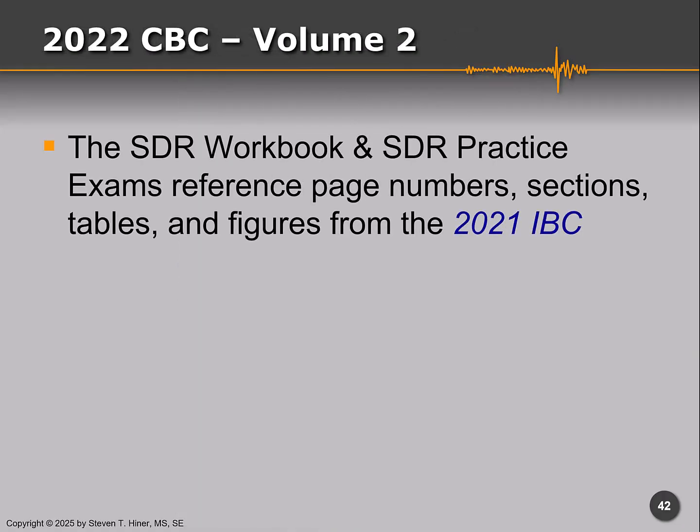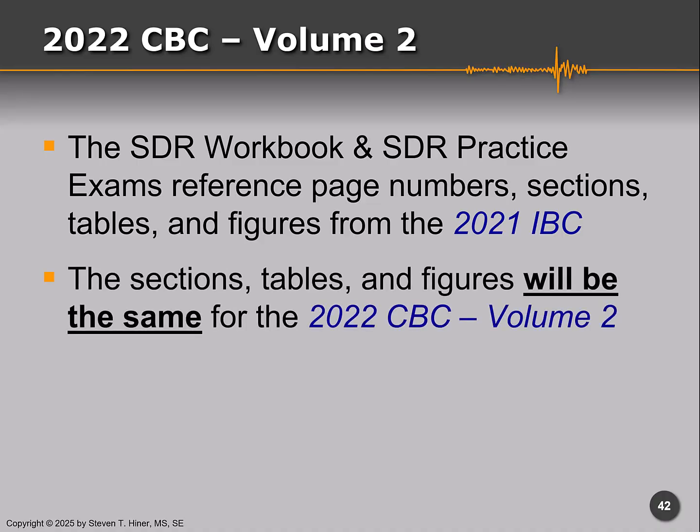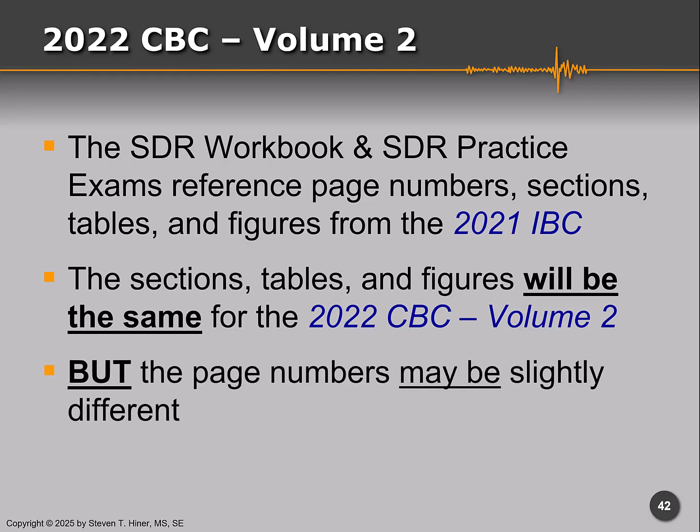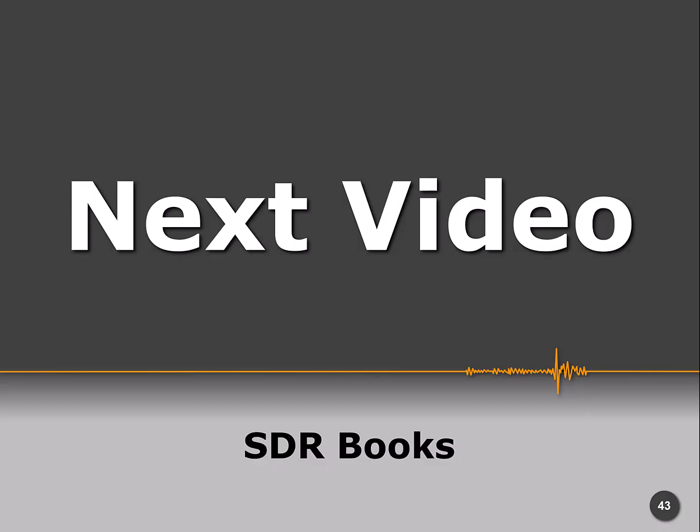As I noted, the SDR workbook and SDR practice exams reference page numbers, sections, tables, and figures from the 2021 IBC. If you're using the CBC Volume 2, the sections, tables, and figures will be the same, but the page numbers may be slightly different. You saw Chapter 16 started on page 16-1 in the IBC, but in the CBC it starts on 16-3. So a little bit of manipulation you'll have to do with the page number references that you see in the workbook or the practice exam solutions, but it shouldn't be too difficult.